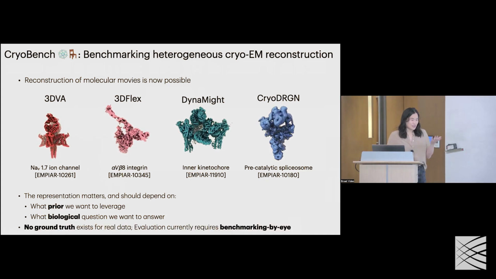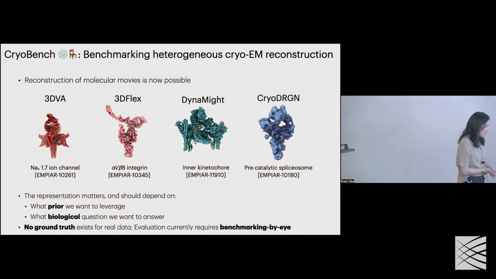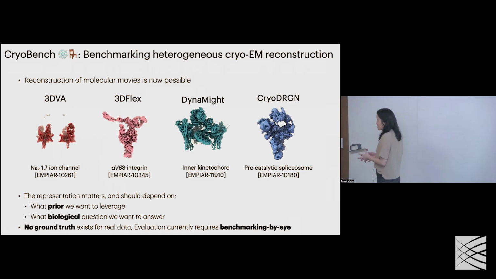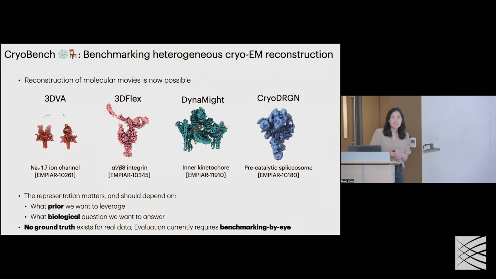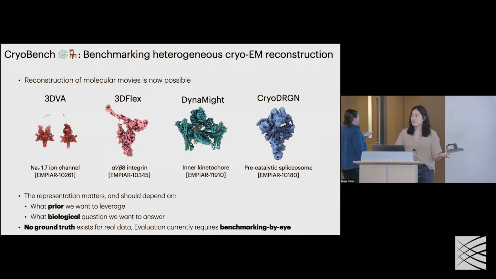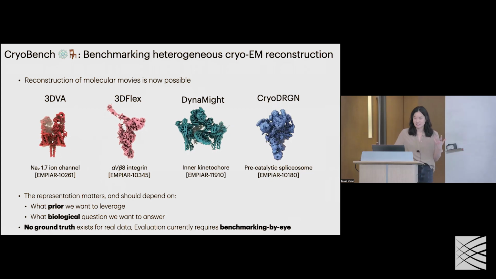One unfortunate truth is that there's no ground truth for real data. So we don't really know what's in the data. And evaluation, especially when we're comparing these different models, currently requires just benchmarking by eye. So, does this look reasonable? Does this match our priors?